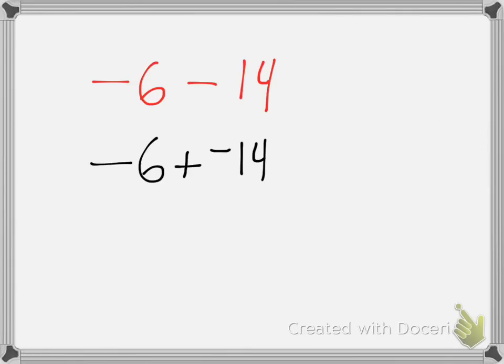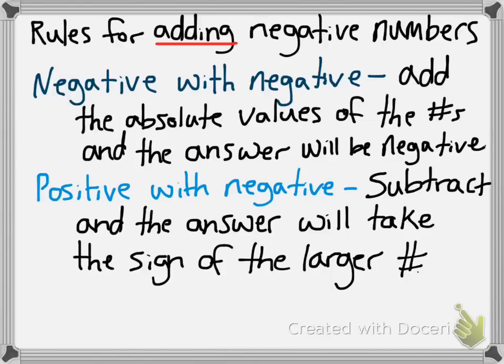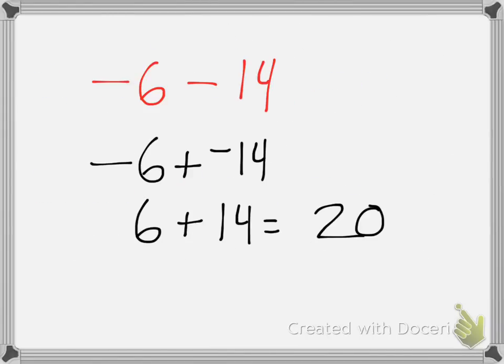So the absolute value of negative 6 is 6. Then I add the absolute value of negative 14, which is 14. 6 plus 14 is going to give me 20. And then the note says, and the answer will be negative. So my answer to this problem is going to be negative 20.